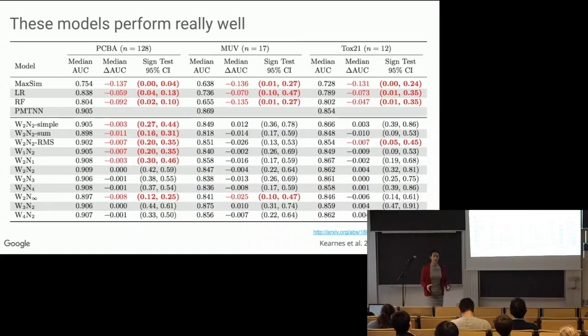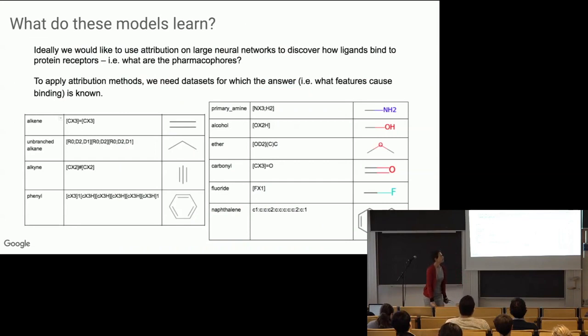We can build these really deep neural networks on these data sets. We split them into train and test data sets, and they can predict well on the test data. But we might want to ask, what do these models really learn? As a chemist, it would be really nice if we could examine these models and ask them why they're making the prediction that they do.